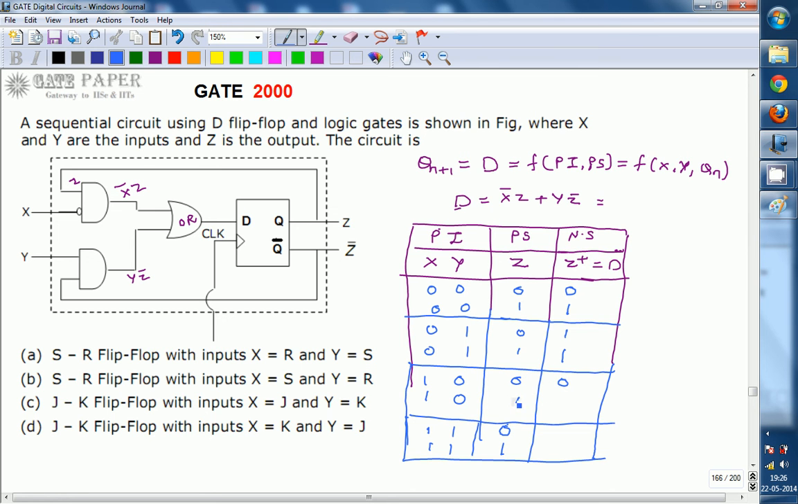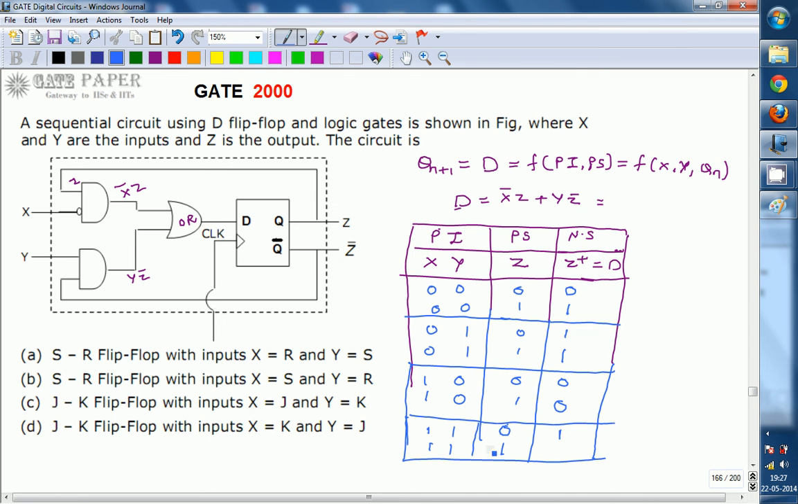Next, z is equal to 1. Z is equal to 1 means you must go for the x bar, but x is equal to 1, so x bar is equal to 0. Next, xy is equal to 1 1. By that time present state is 0, z is equal to 0, z bar will be 1. So only the term z bar should be considered. So z bar is equal to 1 and y value is 1, so that you will get it as 1.